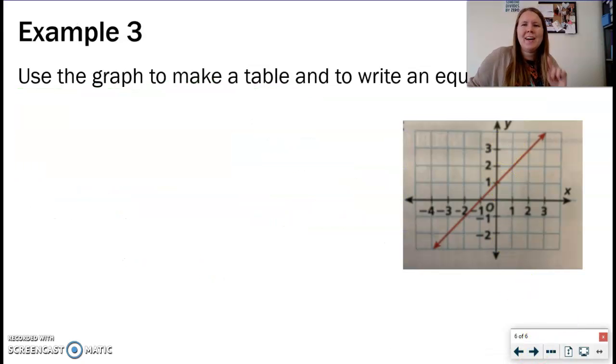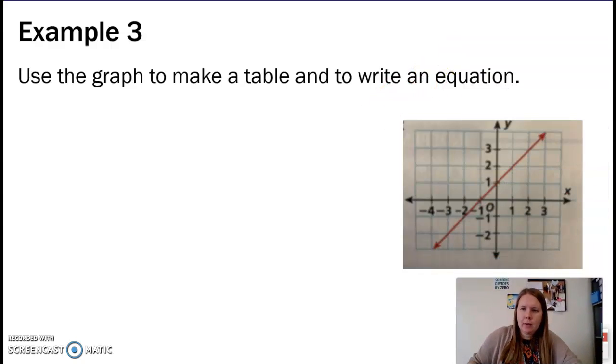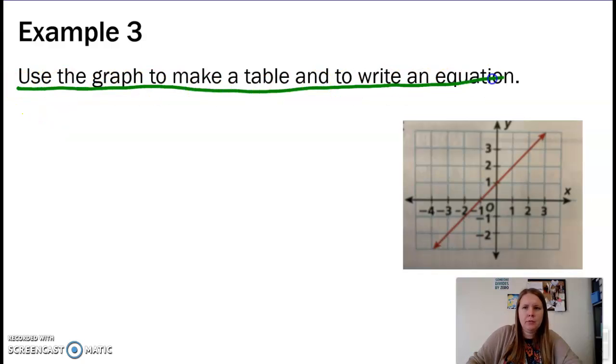All right, we have one last one, and this time we actually are given the graph. So far we've been given the equation, we make the other two. We've been given a table, we've been making the other two. This time we get a graph, we're going to make the other two. So this one says to use the graph to make a table and to write out an equation. So we're just going to create that basic table again.